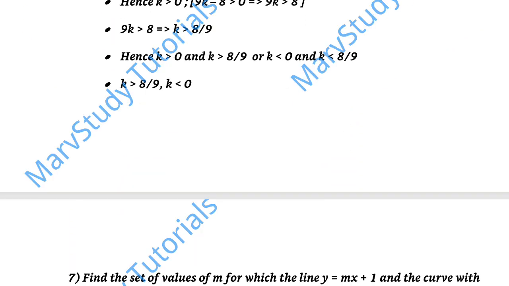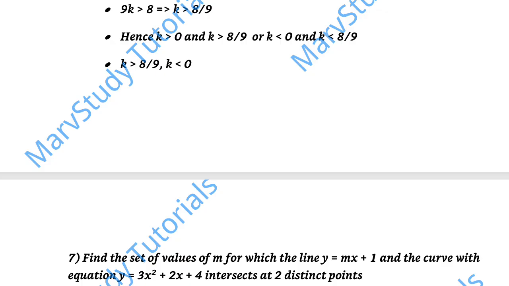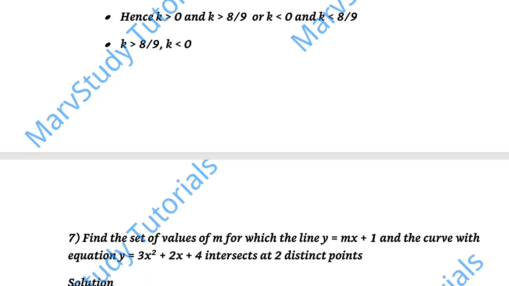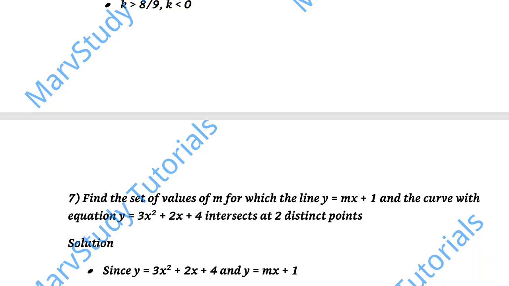The next question we have is: find the set of values of m for which the line y equals mx plus 1 and the curve with the equation y equals 3x squared plus 2x plus 4 intersect at two distinct points. And for this to happen, as I said, that means that b squared minus 4ac is greater than 0, real distinct roots. So the first step is to equate the equation of the curve and the equation of the line. So we equate it.